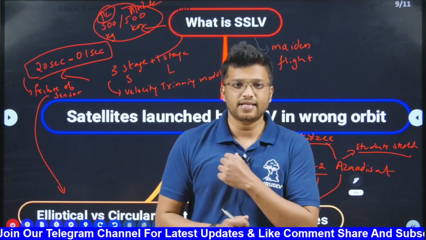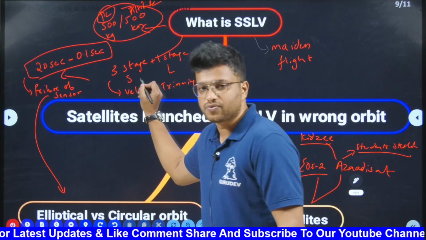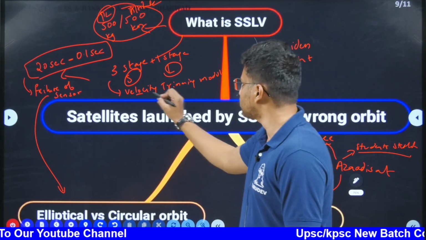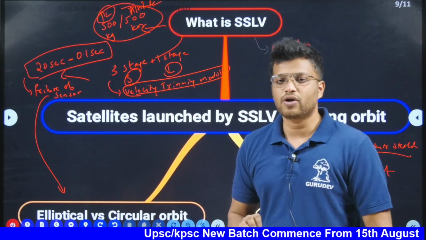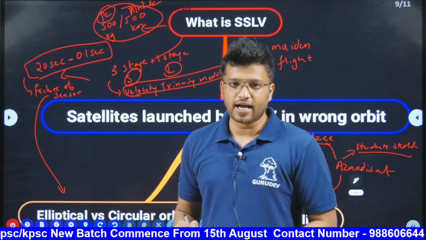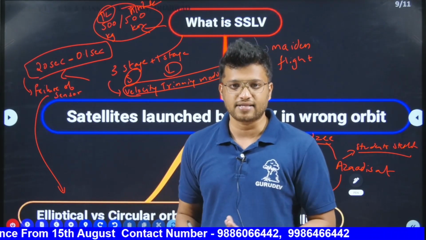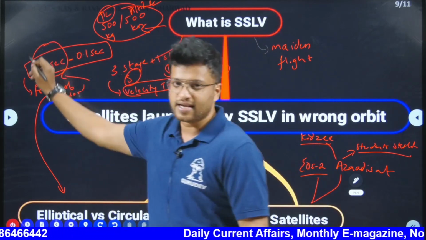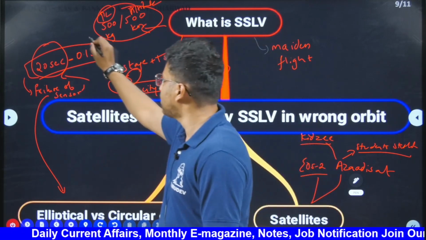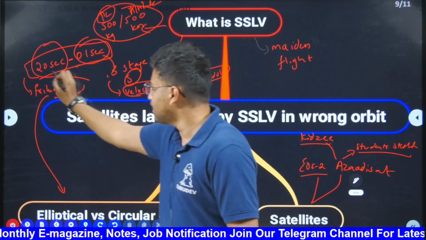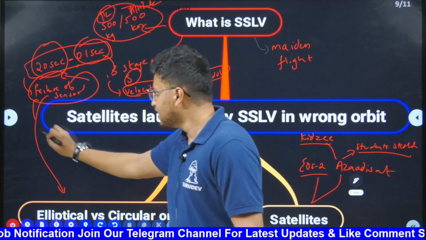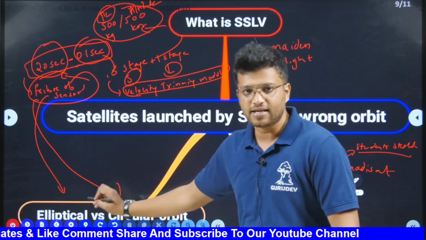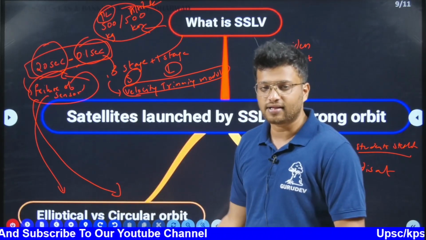So what is the issue here? See, this SSLV is equipped with 3 stages of solid fuel as well as 1 stage of liquid fuel. It also has something called a velocity trimming module. This velocity trimming module had to activate after 653 seconds from launch, and it had to burn for up to 20 seconds. But what happened is it just burned for 0.1 seconds and there was failure of sensors. And then this launch vehicle placed the satellites in an elliptical orbit rather than the circular orbit.